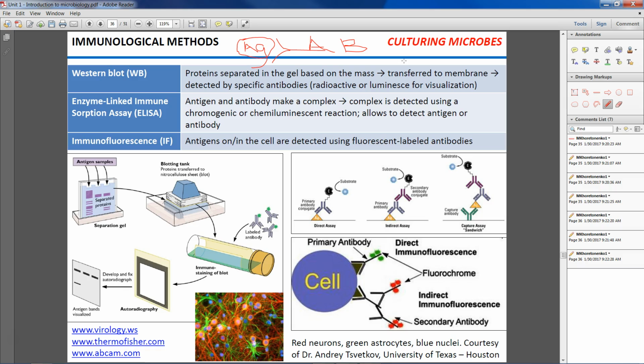So how we use that? Basically, all immunological methods are based on the fact that you have antibodies that can recognize a certain antigen. And you can look for that antigen in your sample. Does that make sense? Then, when antibody and antigen make a complex, you can detect this complex using different methods. And we'll talk about these few methods. So the first one that I'm going to chat with you about is Western blot, right here.